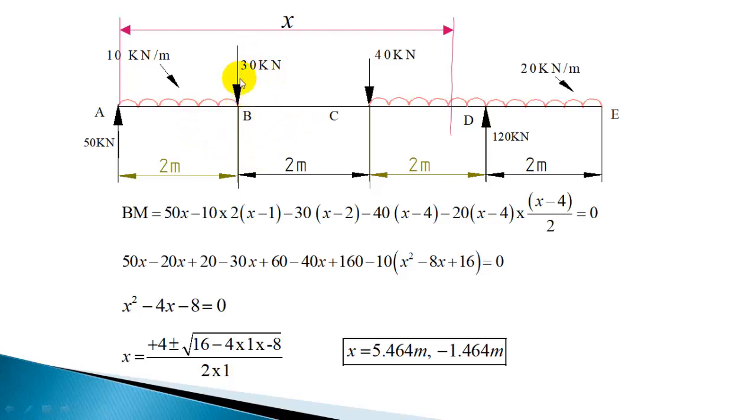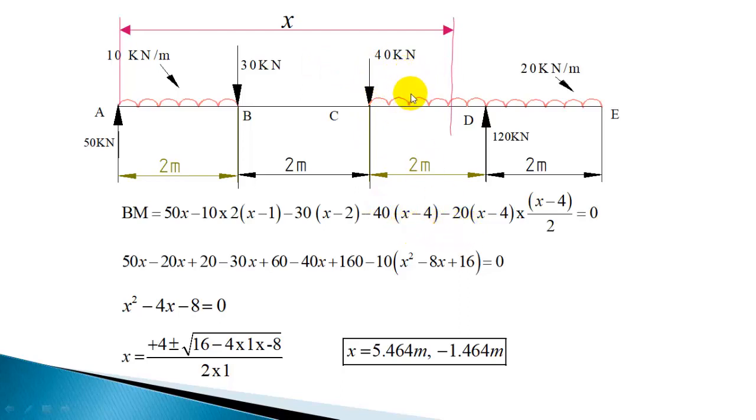Next load is 30, the distance once again is total x, you should subtract the location of that load, that is 2 meter. So 30 into x minus 2. Next 40 is producing an anti-clockwise moment, and to get this distance, total x subtract 4 meter, that is, the location of that load is 4 meter away from the left hand. Subtract that 4 meter from x, which will give this distance. So minus 40 into x minus 4.